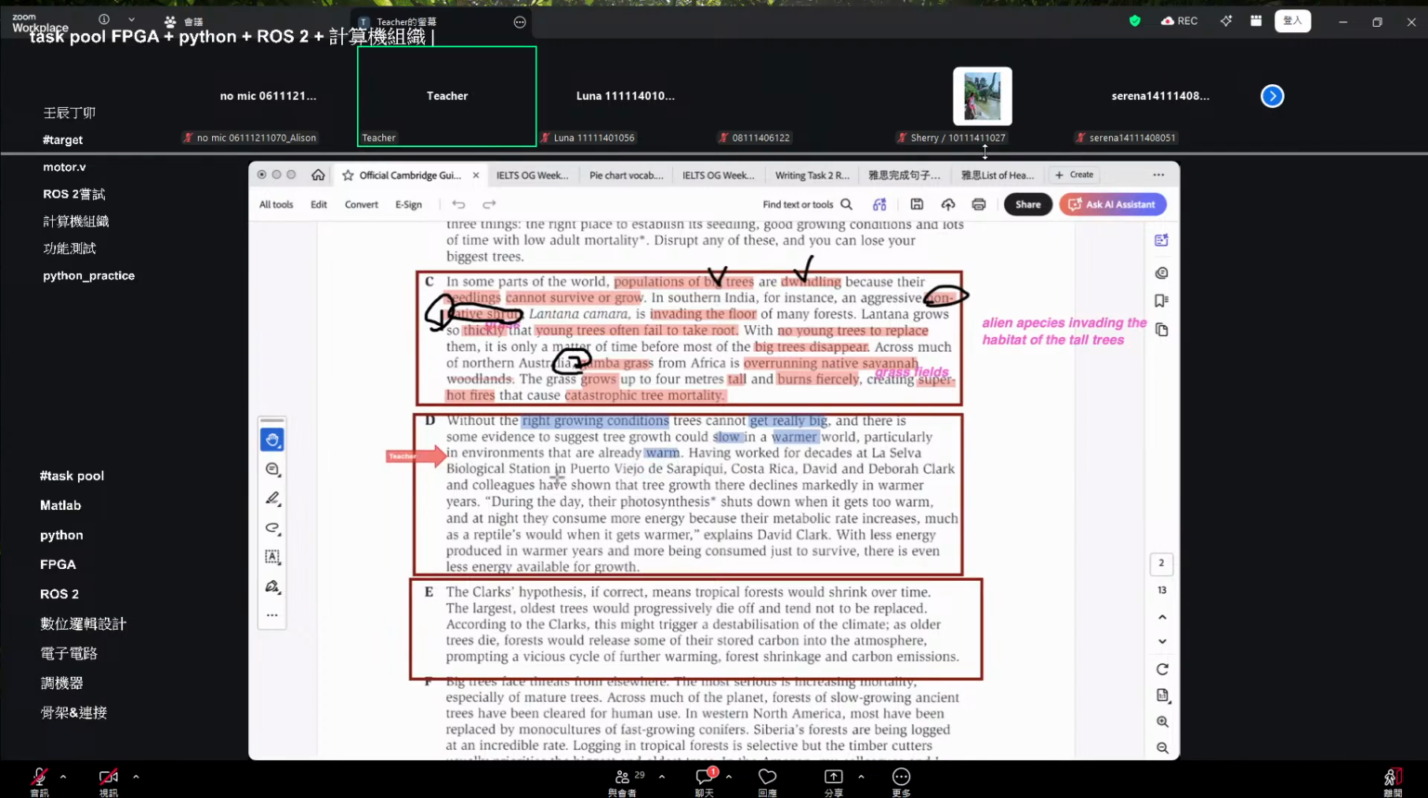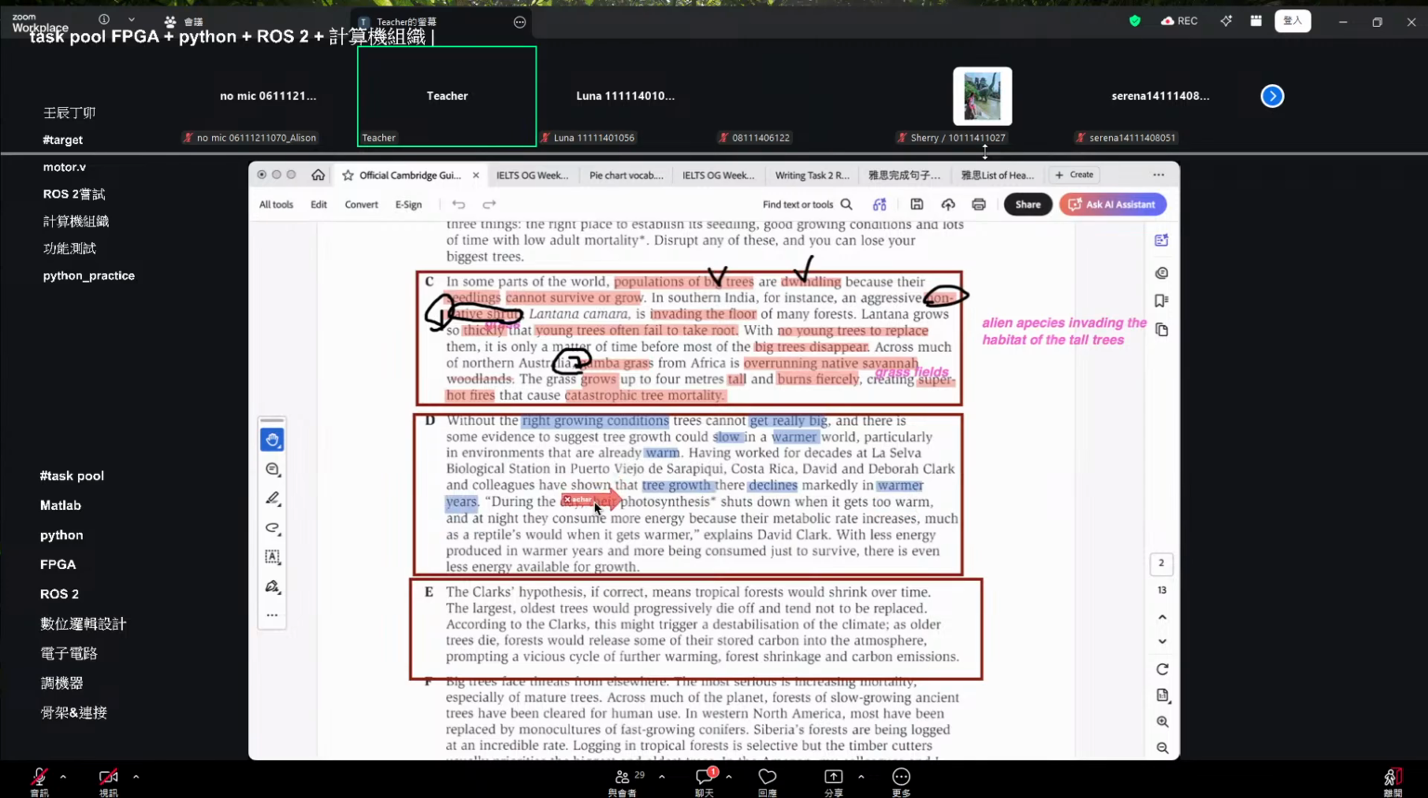Having worked with decades of data from Puerto Viejo, how do we pronounce that? Puerto Viejo, I think it's J pronounced like H, something like that anyway. For Sarah Piqui, Costa Rica, David and Deborah Clark. Oh, that was the Clarks. Okay, Clarks are on paragraph D. Have shown that tree growth declines markedly in warmer years.